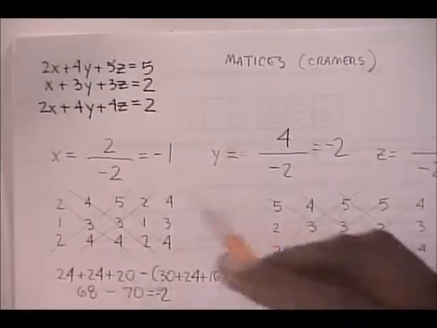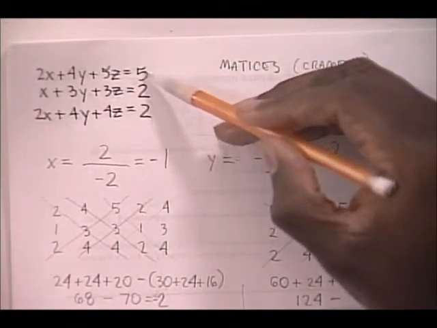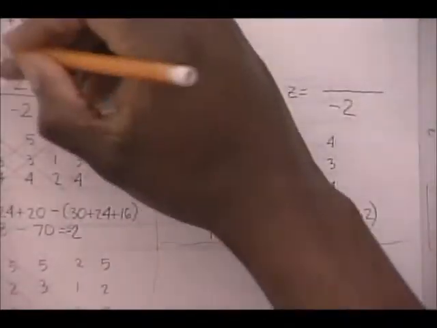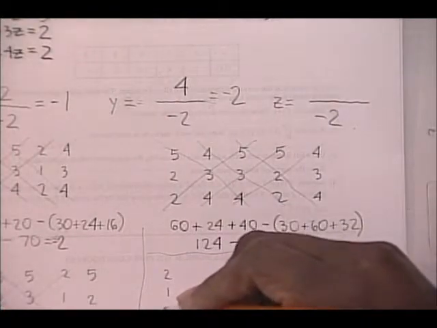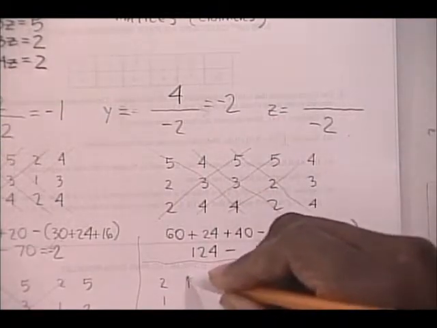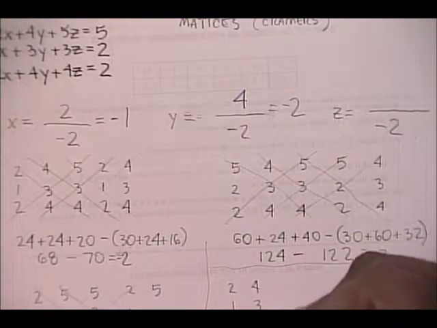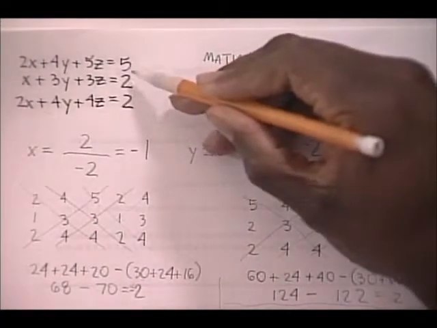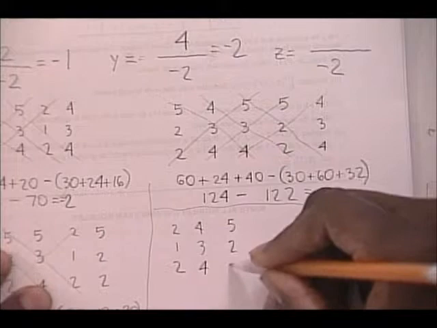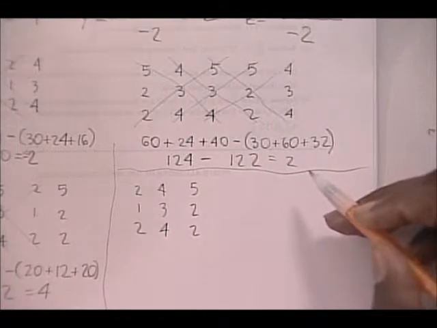I'm going to rewrite this original matrix that I had here, but instead of 5, 3, 4, I'm going to substitute in 5, 2, 2. So we got 2, 1, 2. We got 2, 1, 2. And then we had 4, 3, 4, which came from this initial matrix. And now in the Z column, I'm going to replace 5, 3, 4 with 5, 2, 2.